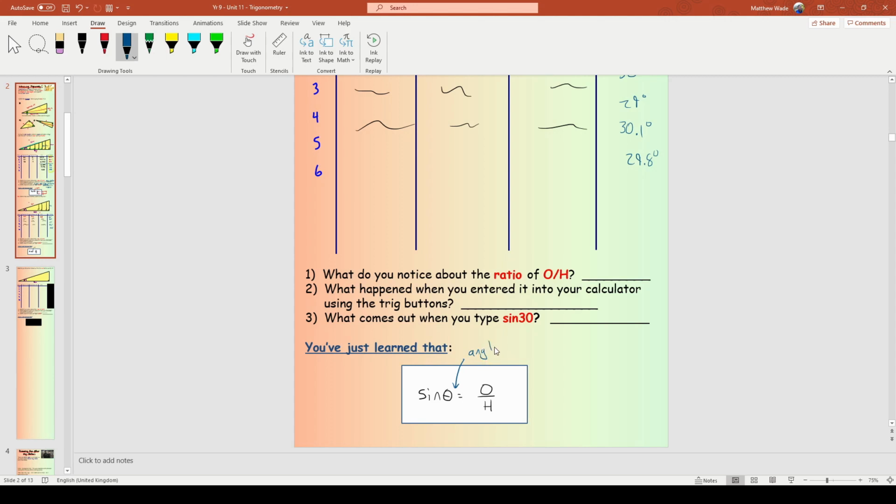This is the angle. This is opposite. And this is hypotenuse. Okay, so get that in, get that in, my buddies, for me.